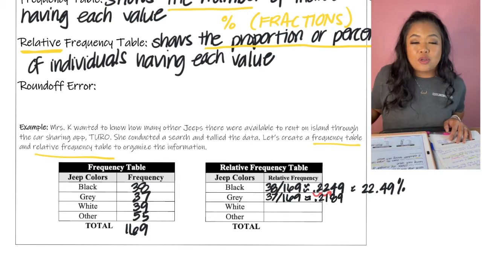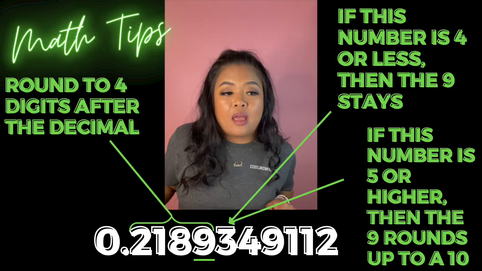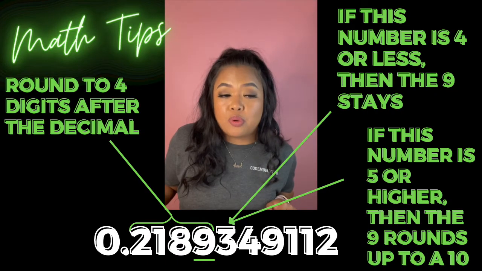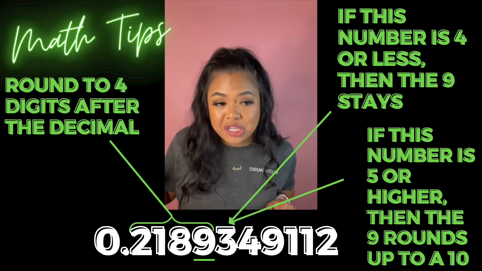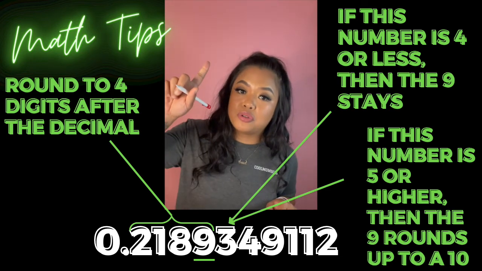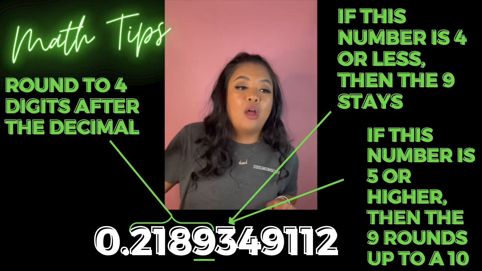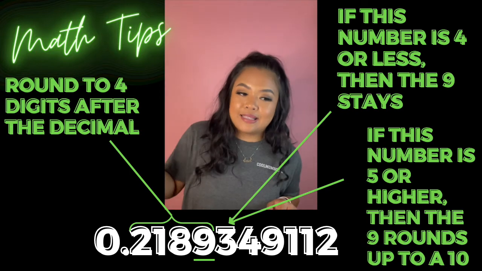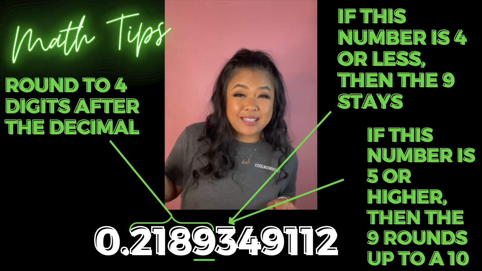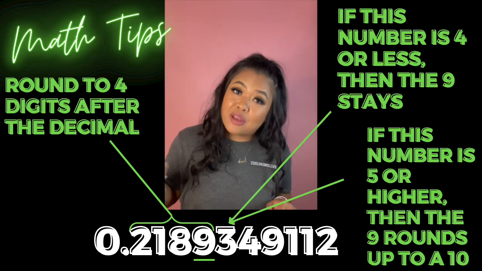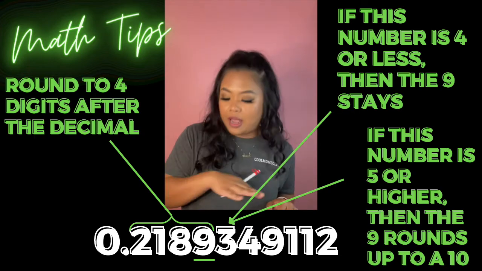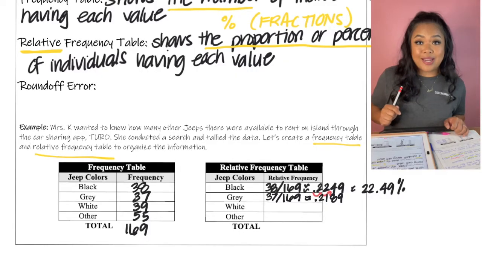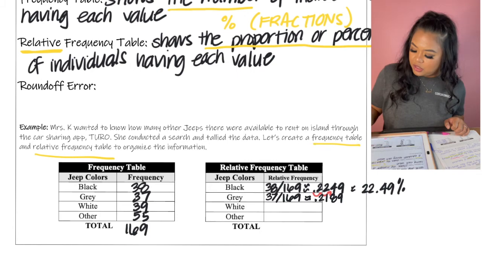So remember, you're being asked to round to the fourth digit after the decimal, and the fourth digit is a 9. So you're going to rely on the number after that, which is a 3, to determine whether or not the 9 turns into the next number, which is a 10, or stays at 9. The next number after 9 is 3. Is that 4 and below? Yes, 3 is below 4, so the 9 will stay. That's why it's 0.2189. Now, change that into a percentage.